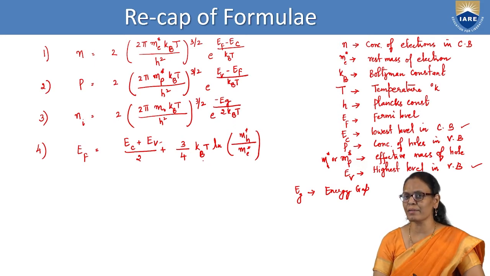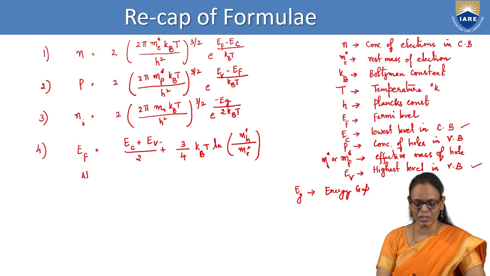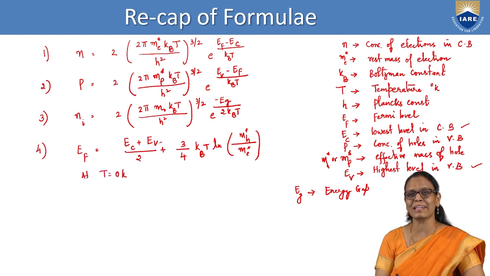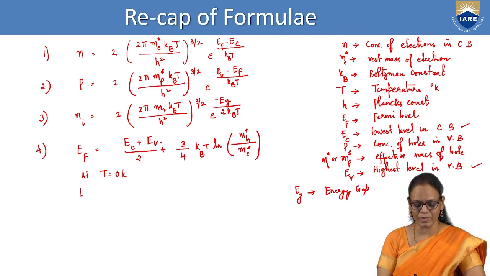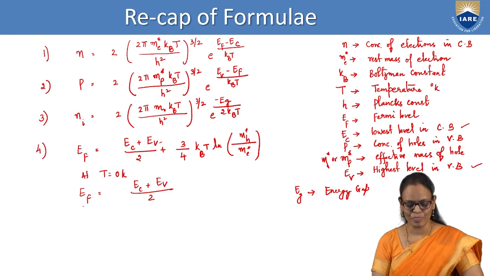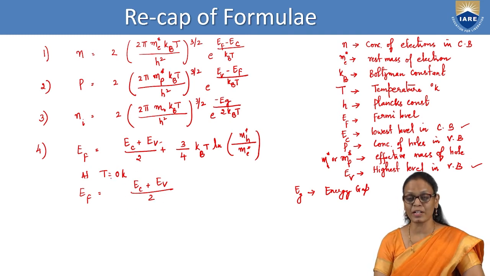Now, at T equal to 0 Kelvin, if you take T equal to 0, this entire term vanishes and we have EF simply equal to (EC plus EV) by 2. That means the Fermi level lies exactly in between EC and EV, that is, in the middle of the energy gap. That is what we understand at T equal to 0 Kelvin.